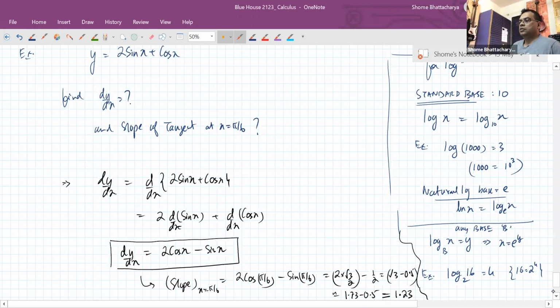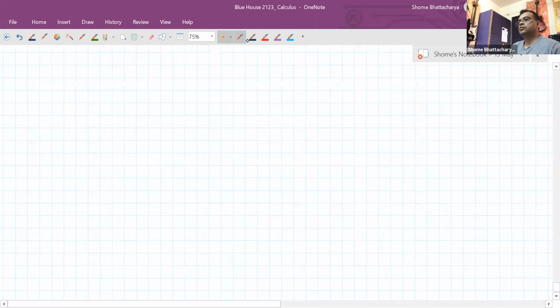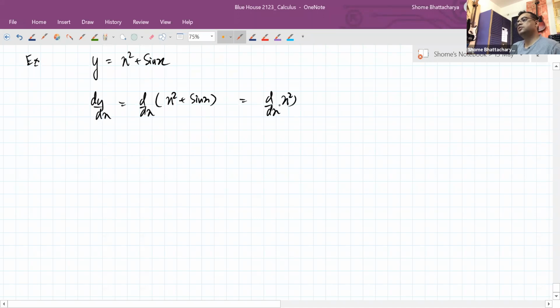But on the other hand, we can also have functions which are a combination of the various types of functions that we've studied. For example, if we have a function of this type, x square plus sine x, then to find the instantaneous rate of change of this, we have to use a combination of the two types of formulae: differentiation of the algebraic function using the x to the power n rule, and differentiation of the trigonometric function using the other formulae. So this will become 2x plus cos x.